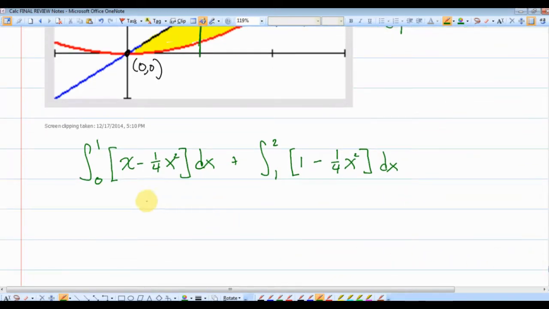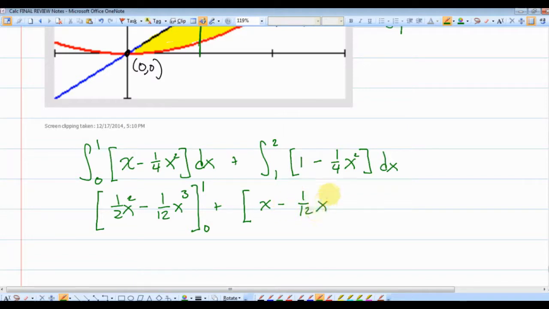Can we integrate this? What's the integral of x? 1/2 x squared. What's the integral of 1/4 x squared? 1/12 x cubed. Plus, what's the integral of 1? x. And then we know that's 1/12 x cubed, right? From 1 to 2. Great. This is good.